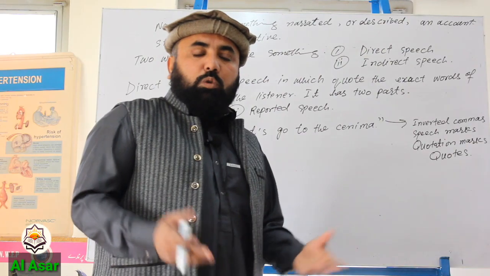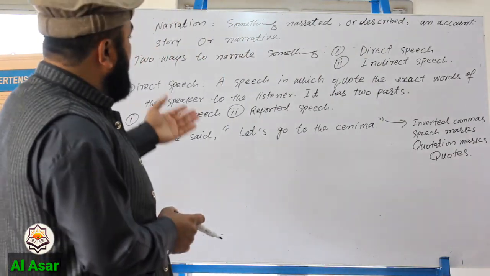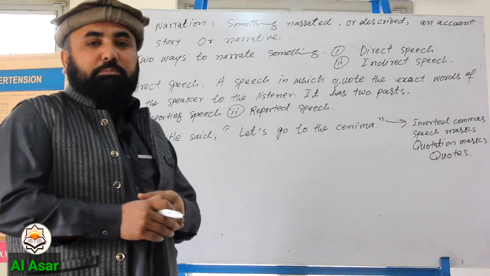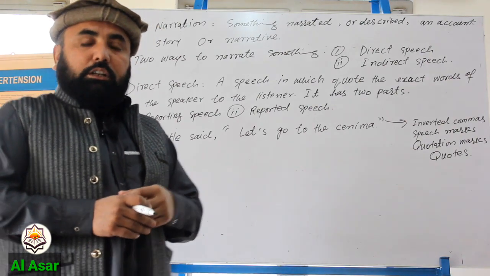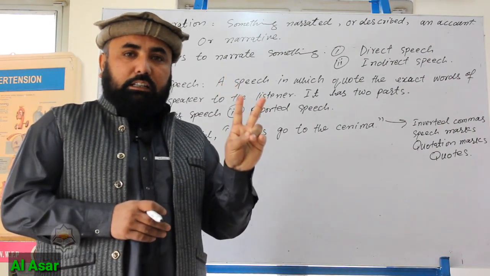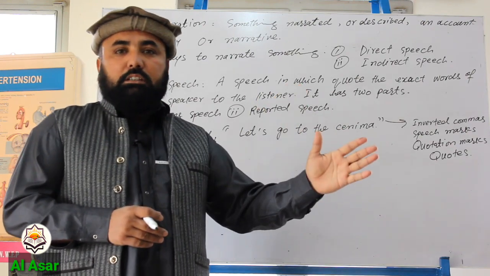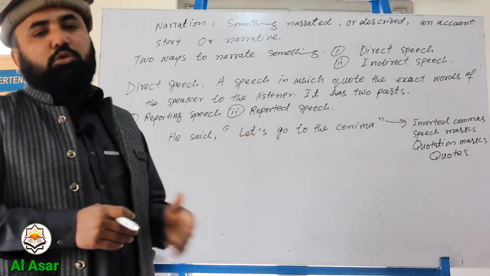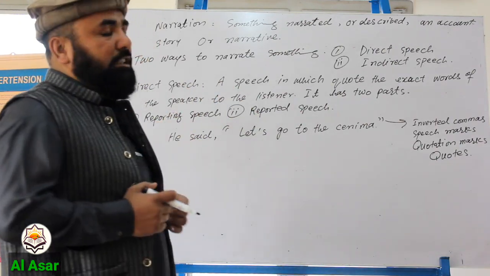First of all, what is direct speech? Direct speech is that speech in which we quote the exact words of the speaker to the listener. Means that we have two people in the beginning. One person is delivering something to the second person. Then this second person, when he goes to deliver it to the third person, then he will change it into indirect speech.